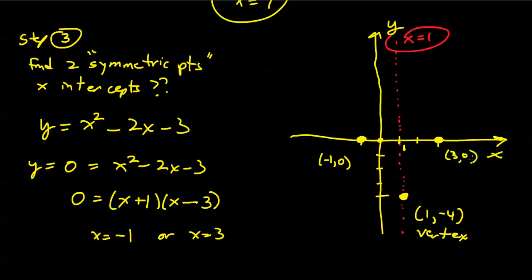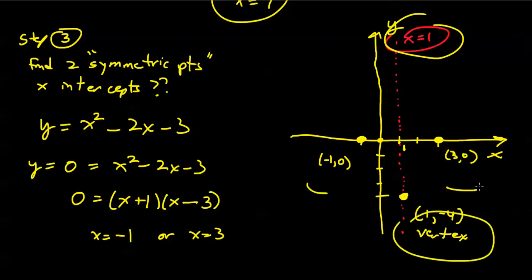Alright, so those two symmetric points, and they had better be equally distant from the axis of symmetry, else you've made a mistake. Those two x-intercepts do give me a good sense of how wide or narrow this parabola is. So I've got the axis of symmetry, the vertex, two symmetric points. Just connect the dots. We know it's going to be a parabolic shape. We know it's going to be a concave up parabola. There, finally got all the dots.